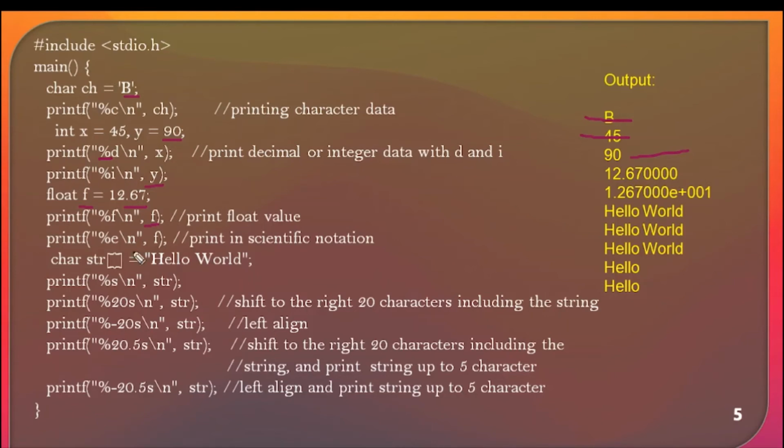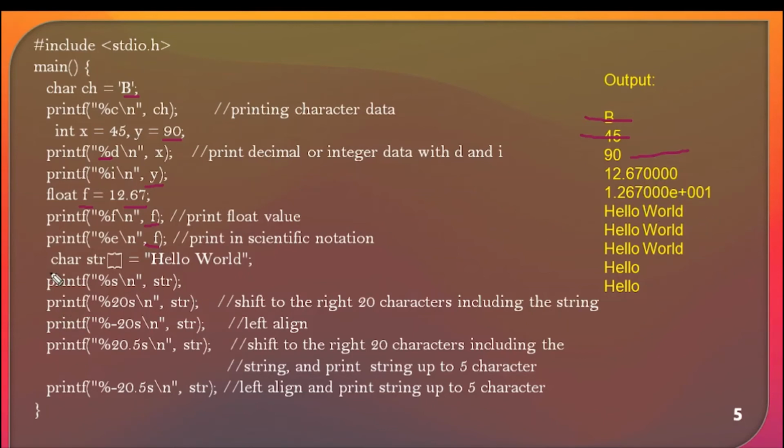And if we want to display this float value in scientific notation, we can use %e, either small e or capital E. With %e we are displaying the value in f. So the output will be 1.267, like this it will be displayed.